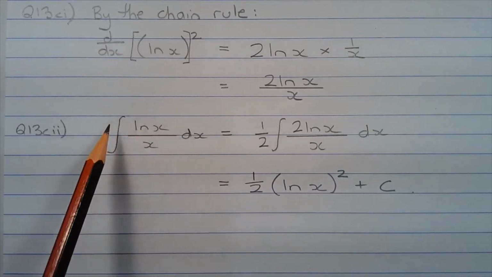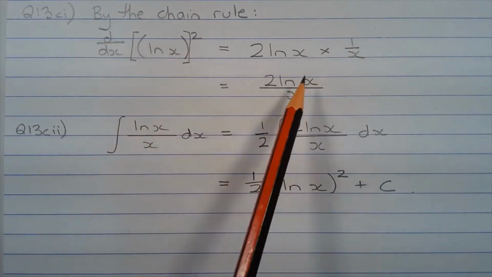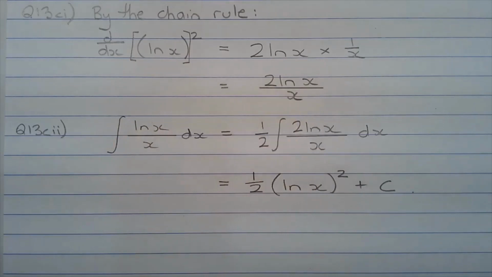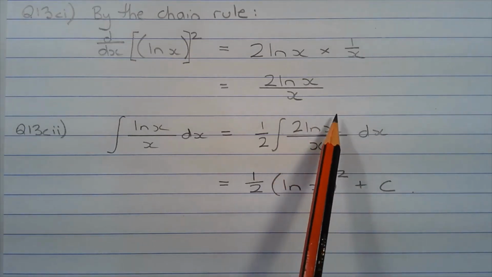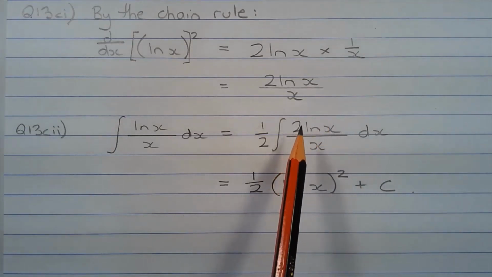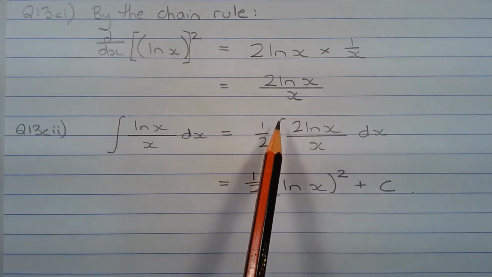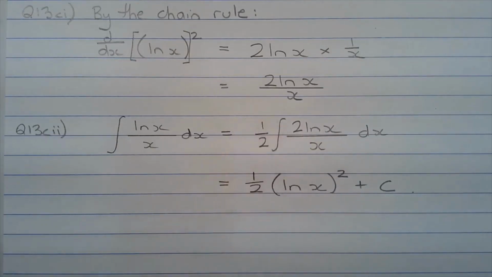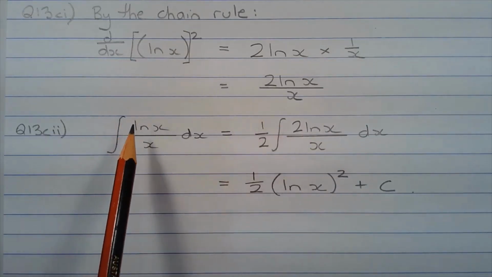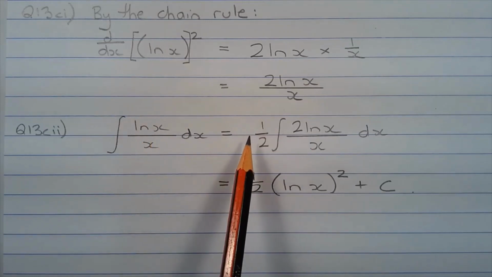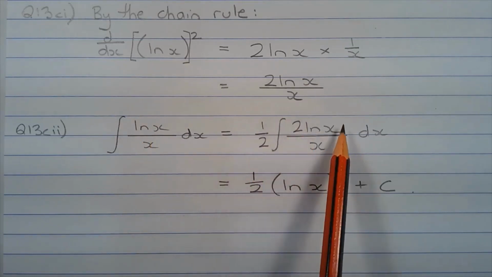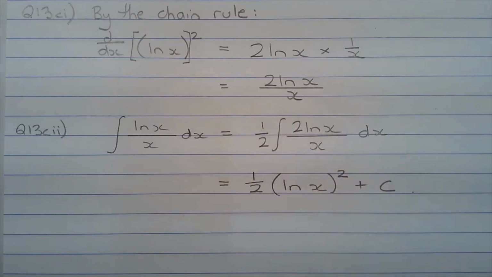So we want the indefinite integral of ln x over x dx. So if we can change this integrand to resemble 2 ln x over x, then finding the antiderivative or the integral is straightforward. And we can do that by multiplying the numerator of this integrand by 2, but then compensating for that on the outside by multiplying the entire integral by half. So the integral of ln x over x dx is equal to half of the integral of 2 ln x over x dx. And using part 1, that's equal to half of ln x all squared plus c.